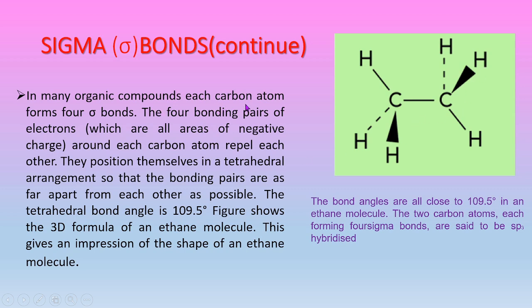In many organic compounds, each carbon atom forms 4 sigma bonds, which are all areas of negative charge around each carbon atom and repel each other. They position themselves in a tetrahedral, and as I have already described, there is a bond angle of 109.5 degrees.